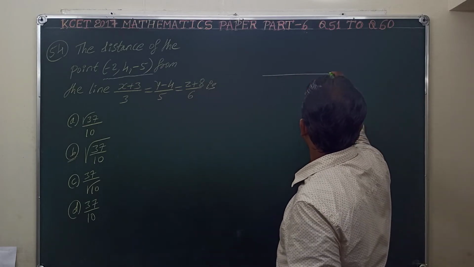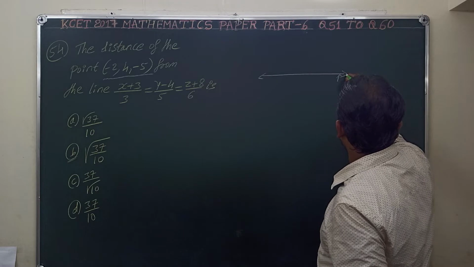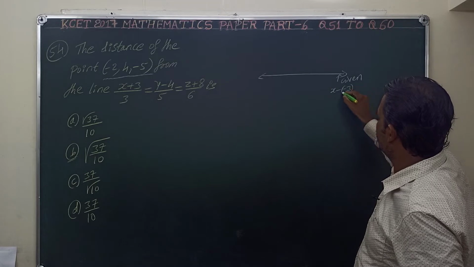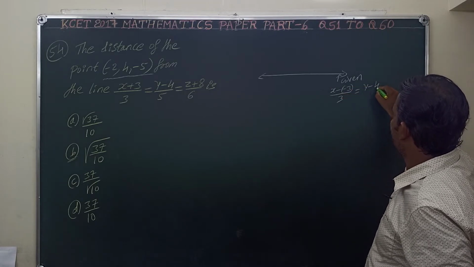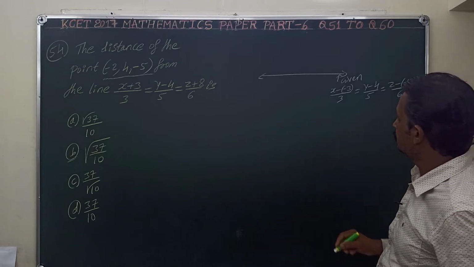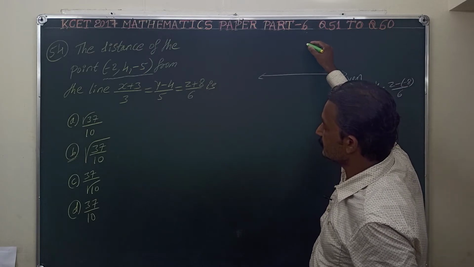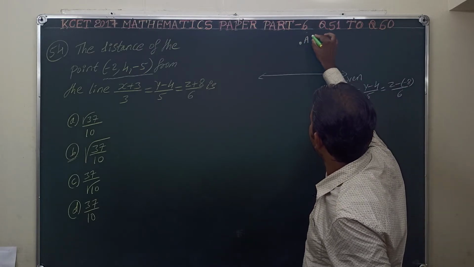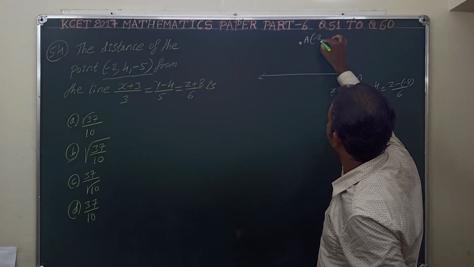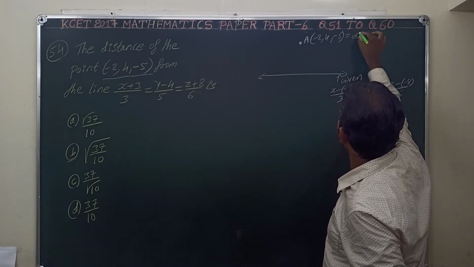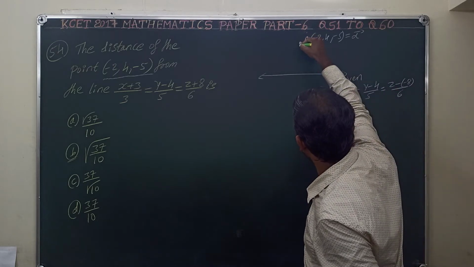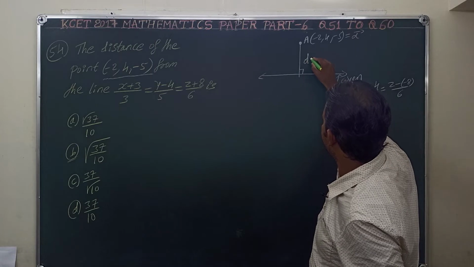Draw the rough figure of this question. This is the line, it is given. The line equation is x plus 3 divided by 3, y minus 4 divided by 5, z minus 8 divided by 6. So find the distance of a point. This is the point A. The position vector of this point, we can call it alpha, can be written as minus 2, 4, minus 5. We have to find the distance of the point A from the line. This is D, question mark.